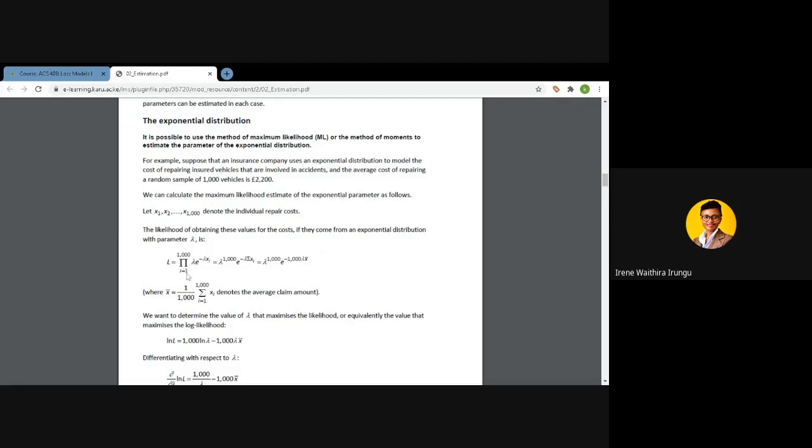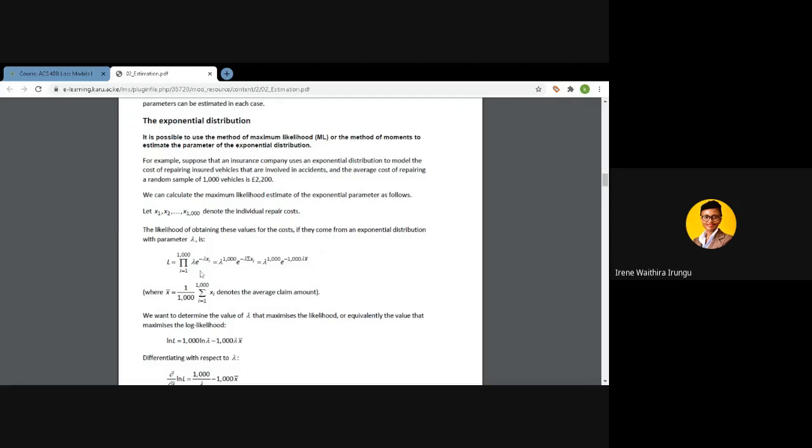If you multiply a constant lambda 1000 times, that is the same as having lambda raised to 1000. Then you'll be multiplying e raised to negative lambda x1, the next term will still be an exponent base e raised to negative lambda x2, and so on.